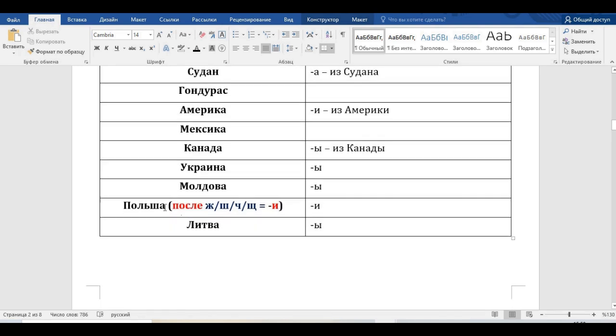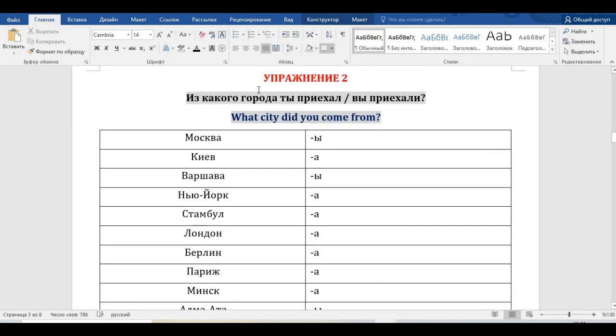Польша is feminine and а becomes е because you should remember this rule: после ж, ш, ч, щ we use the ending и. After these letters, we always write и even if we pronounce it as ы. For example, откуда ты? Я из Польши. So in the end, you can hear ы, but in written speech we use и. And Литва. Откуда ты? Из Литвы.